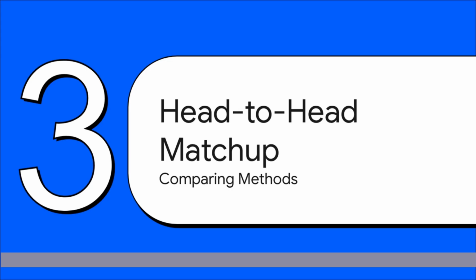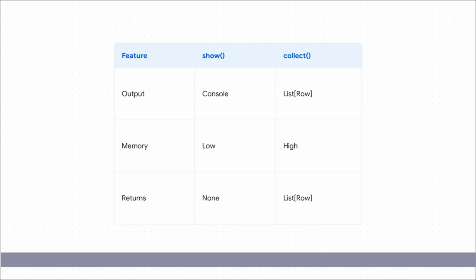Section 3. The head-to-head matchup. Let's compare these two methods directly side by side. Now, what's really interesting here is how radically different they actually are. Output type: show prints to the console, while collect returns a list of row objects. Memory usage: show is extremely low, whereas collect is dangerously high. Use case: show is for quick inspection, collect is for local Python processing. But the absolutely crucial difference is what they actually return to your code. Show returns None. You can't assign it to a variable and manipulate it. Collect, though, returns a list of rows. It hands you the actual data object, which is exactly why it gobbles up so much memory.